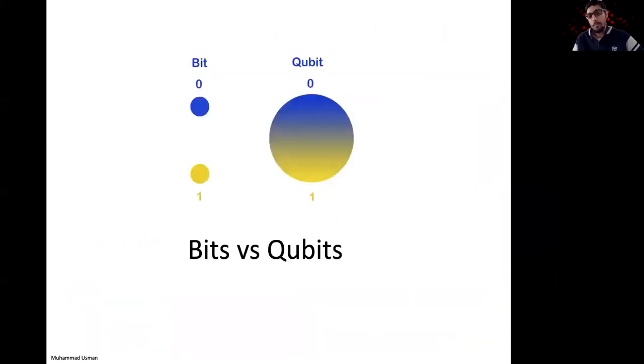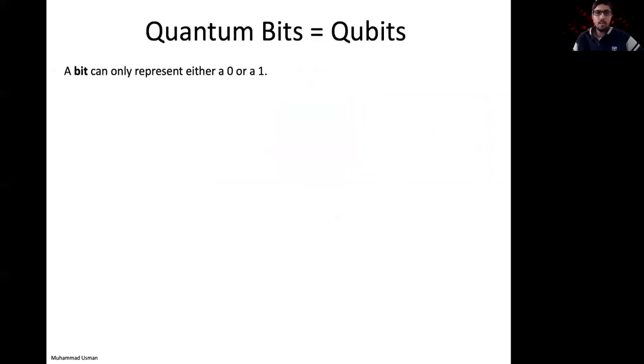So let's look at bits versus qubits. In normal computers, we have bits. By bits, I mean your fundamental unit of information is either 0 or 1. But in quantum computers, we have qubits, which are different from bits. And how are they different? As I said, a bit can only be 1 or 0 at a time, only 2 possible values. It's like a coin toss, where you can have either head or tail.